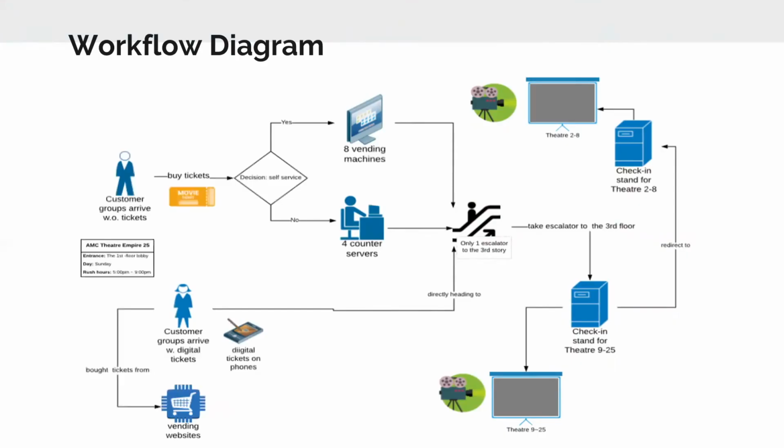This workflow diagram is the blueprint for our simulation model. Customers could buy the ticket online in advance. Therefore, we had 2 distinct types of customer groups, one with tickets and one without tickets at arrival. They were the entities for our simulation. The groups who bought the ticket online would receive a digital confirmation code on their phone, so they would go directly to the 3rd floor for check-in via the escalator.